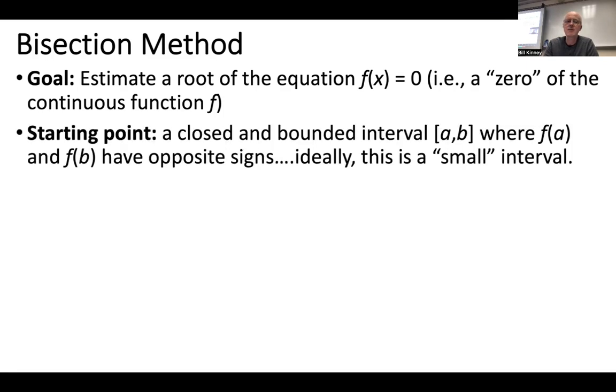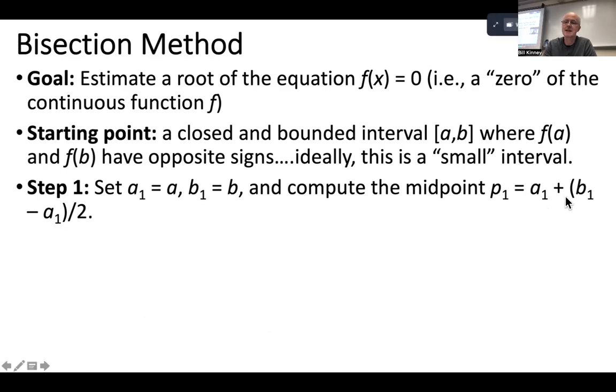A starting point for the bisection method is to start with a closed and bounded interval from A to B, where you know just from looking at the graph, or maybe not even with technology, maybe you have enough familiarity with graphs that you can draw a quick sketch by hand, and you could predict where f of A and f of B are going to have opposite signs. And ideally, you want this to be a small interval.